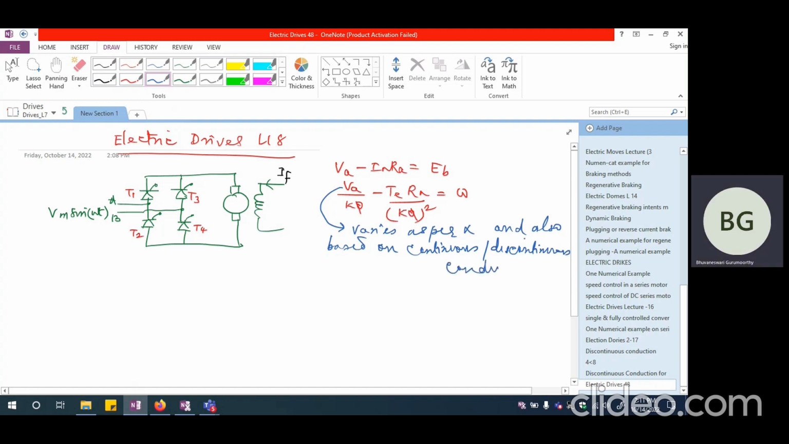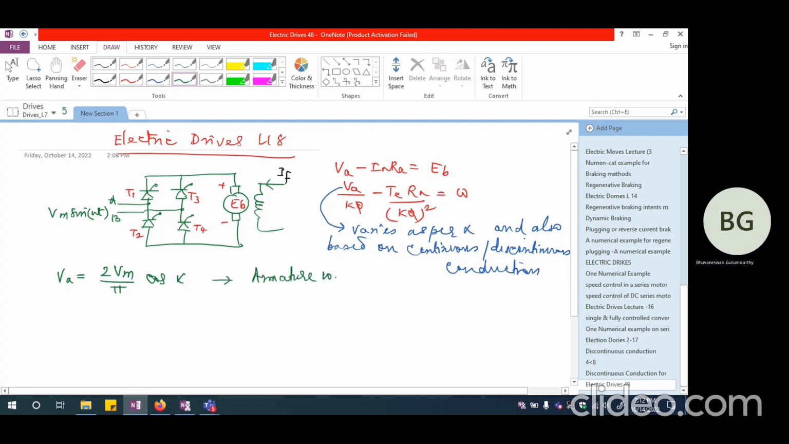Now, if I want to implement regenerative braking for this particular motor drive, can I do it using a single phase fully controlled converter? That is the question I have to ask myself. So if we are talking about continuous conduction, we said that VA equals 2 Vm by pi cos alpha. If I am talking about continuous conduction, this expression is valid. So this is going to be the armature terminal voltage that is being applied.